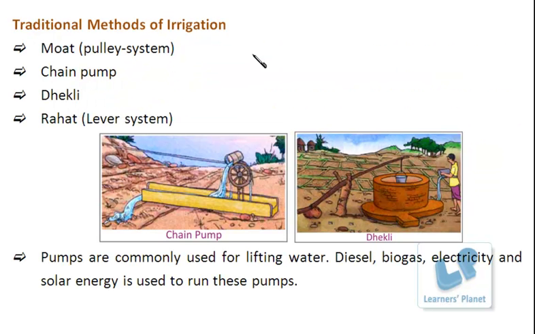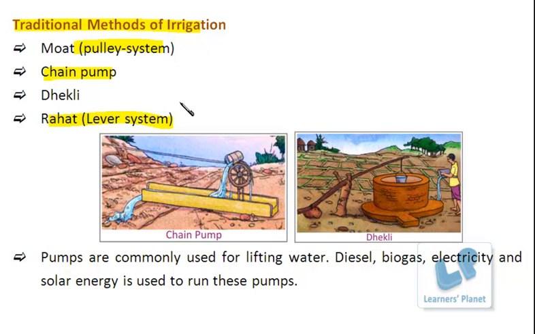Well, simply developing these sources is not sufficient. The water which has been collected, or the wells, whatever is present, the water present in these reservoirs, it has to be supplied to the particular part of the fields, isn't it? And for that, the traditional as well as modern methods are there. Some traditional methods are shown here in this slide, like the pulley system, the chain pump, dhekli, rahat or lever system. So these are some old type of methods which were used by the farmers.